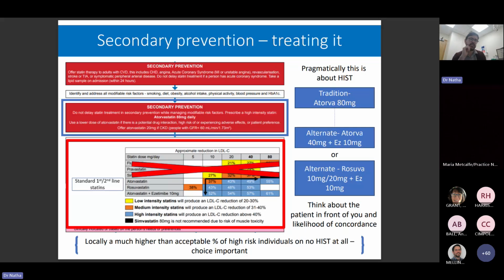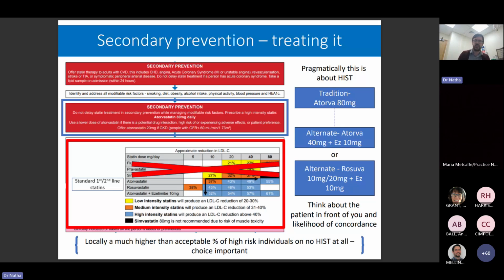Similarly, rosuvastatin was on patent for a number of years and so very expensive, but is now off patent and not actually that much more expensive than atorvastatin. And so we're using that much, much more as our second line statin. And as you can see, even at the lower doses of rosuvastatin, you're getting high intensity LDL reduction.